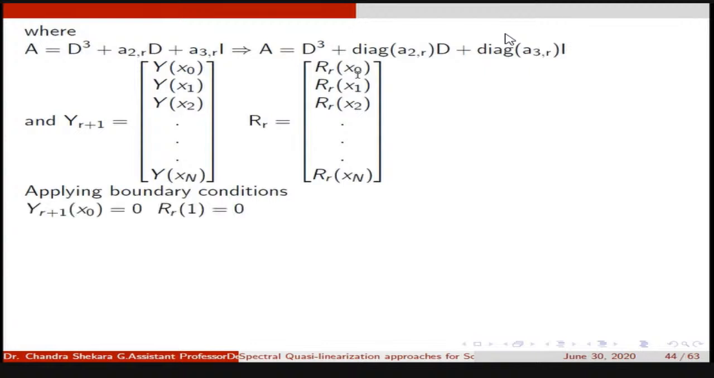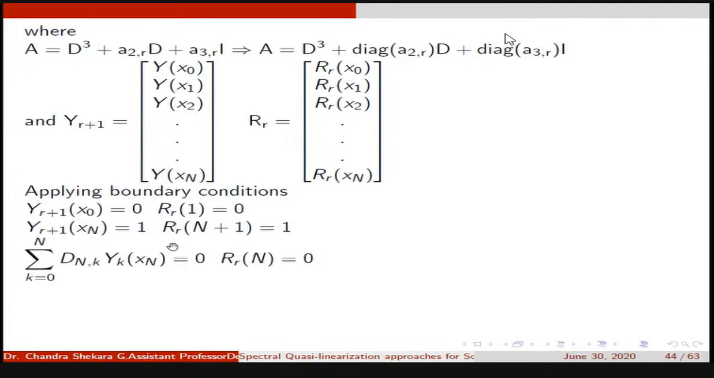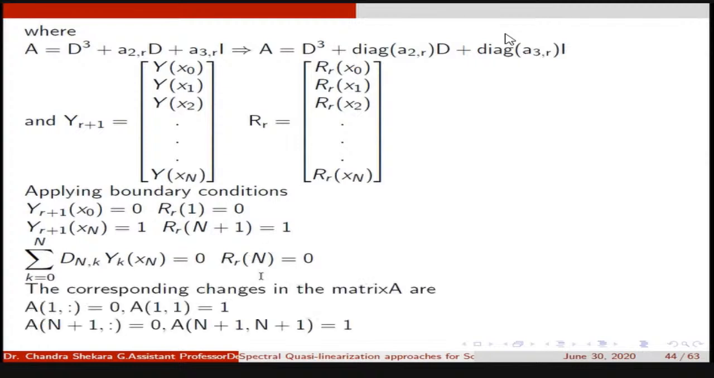Then impose the boundary conditions on this. There are three boundary conditions. At x0, it is 0. At xn, that is 1, it is 1. And this is at the n plus 1th row, this is at the first row, and this is at the nth row. There are three conditions. Therefore, the third condition you impose on the nth row, then the corresponding changes happen in the matrix.